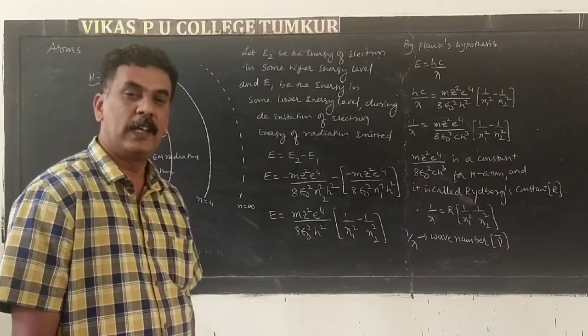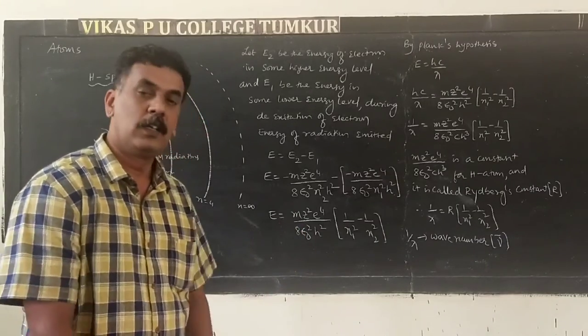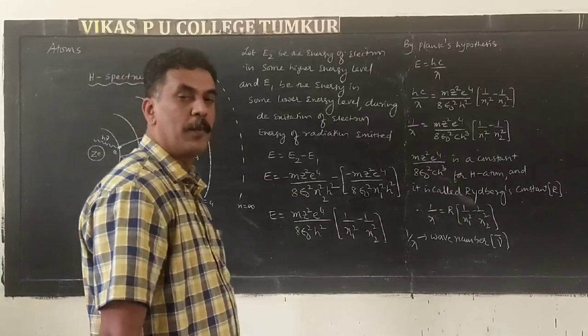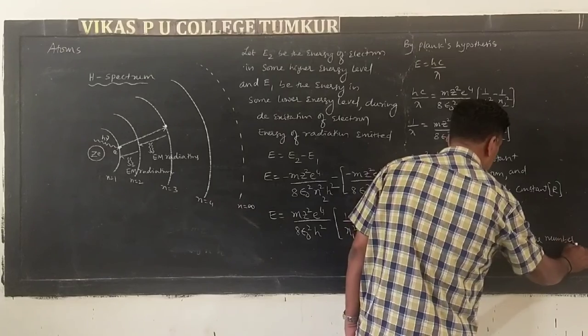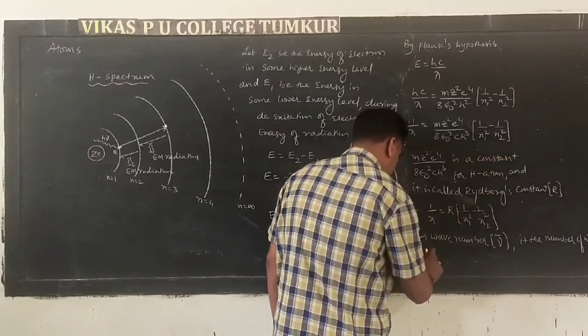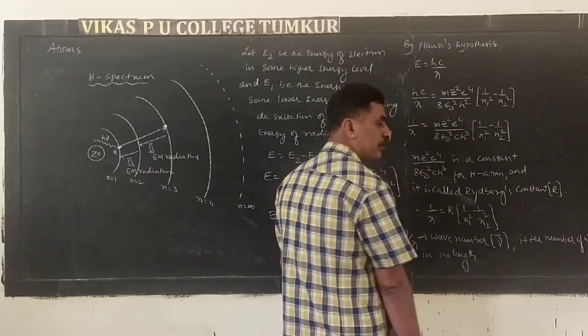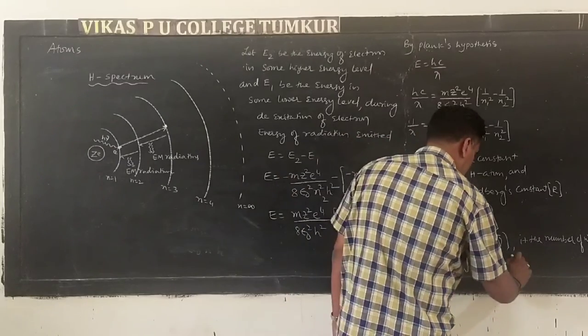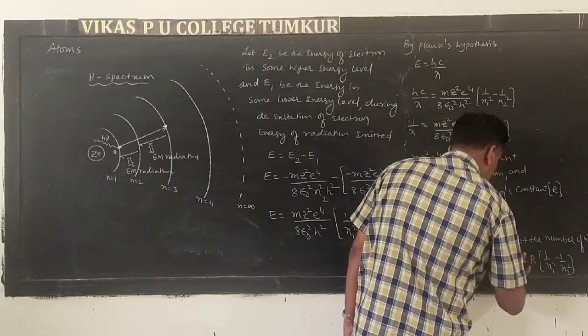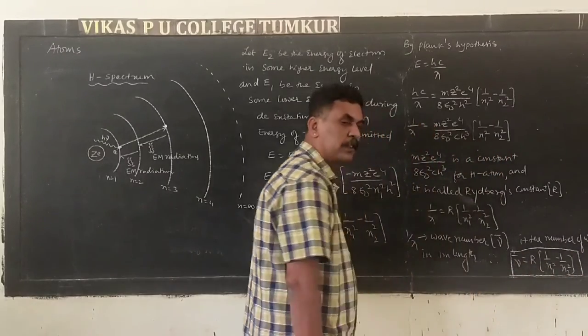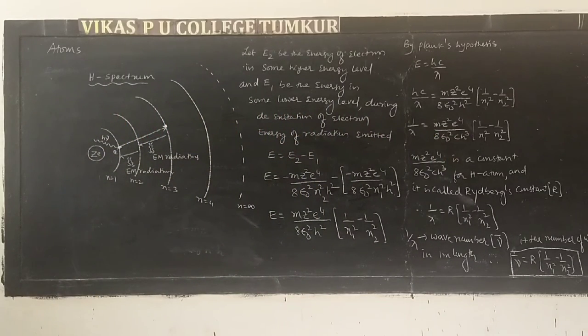Wave number means the number of electromagnetic waves that you can accommodate in 1 meter length. So in 1 meter length, how many electromagnetic waves you can accommodate, that is the wave number. So I will say it is the number of waves in 1 meter distance. Therefore, you can also write 1 by lambda, the wave number, as R into 1 by n1 square minus 1 by n2 square. So this is the expression for the wave number of the electromagnetic radiations of the hydrogen spectrum when the electron gets de-excited from higher orbit to the lower orbit.